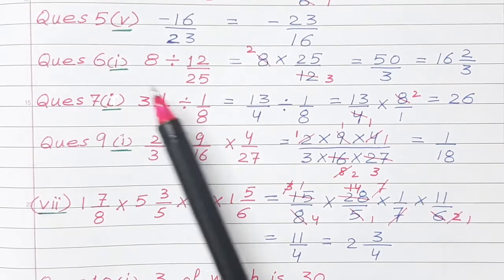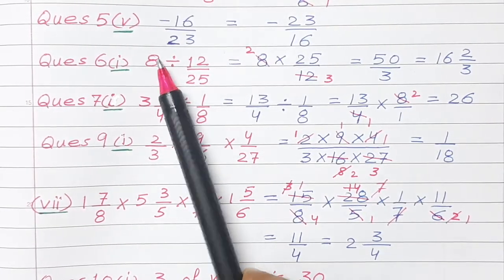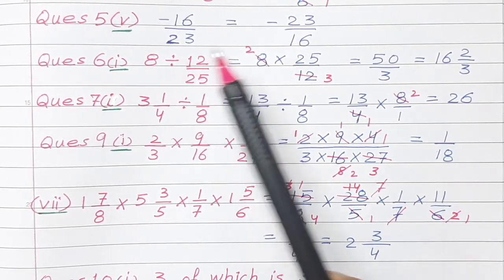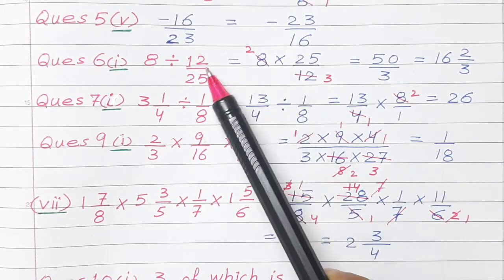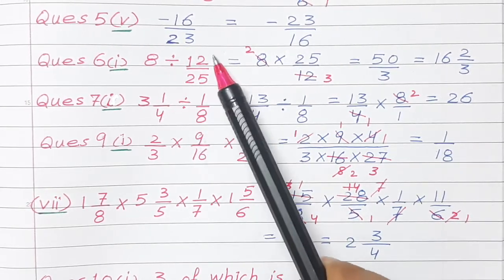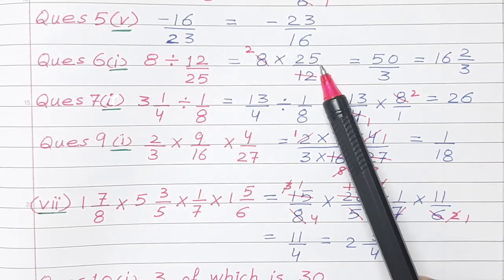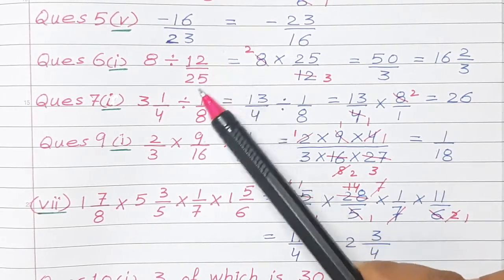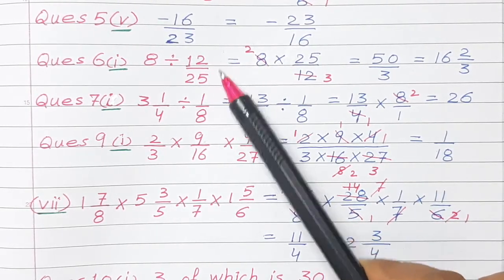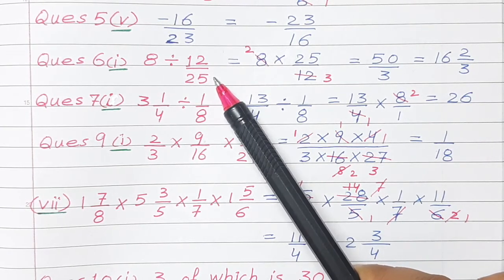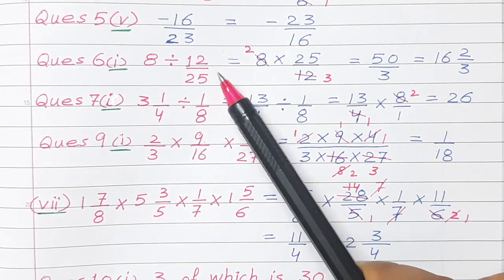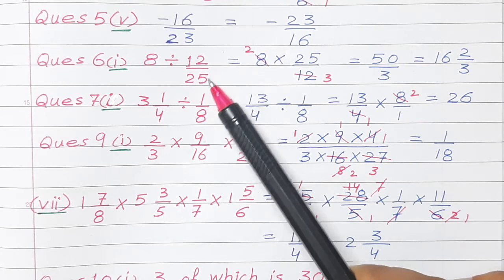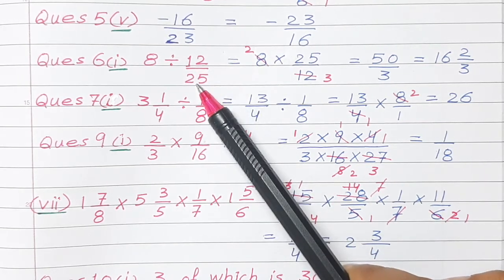Now let us see how to divide the two fractions. Here 8 means 8 upon 1. Now instead of division sign, we will use the sign of multiplication and the fraction after this division sign will take the reciprocal. So here it is 8 multiplied by 25 upon 12. We just interchange the numerator and the denominator. That is called its reciprocal. Children, remember here, whenever we have to divide two fractions, we always take the reciprocal of the second fraction, right?